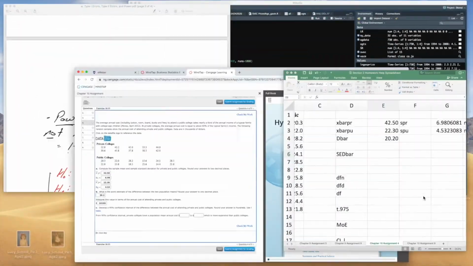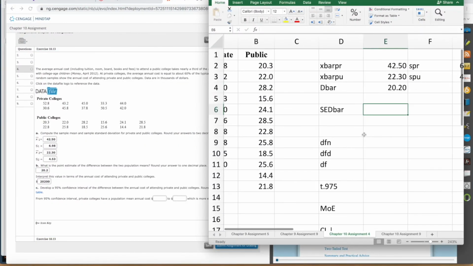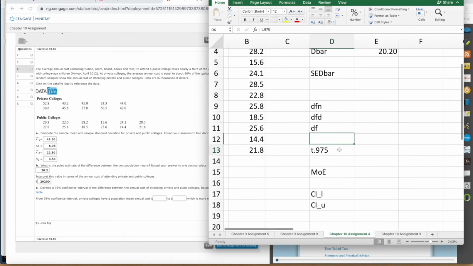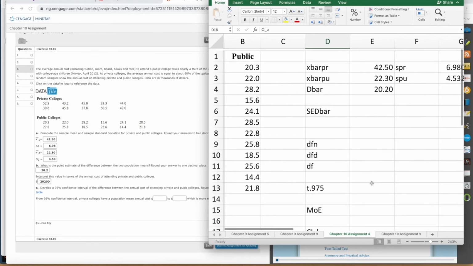All right. Well, what do we need when we do confidence intervals? We need our specific standard error. Down here, we're going to need how many standard errors we need to go. That'll give us our margin of error. We'll subtract it. We'll add it. We'll have an answer.